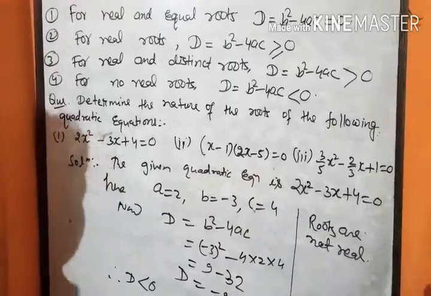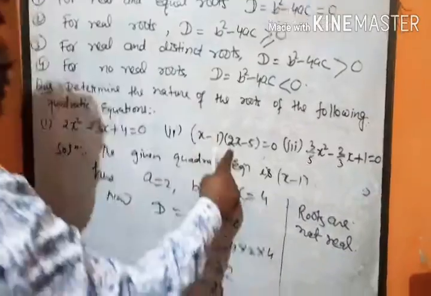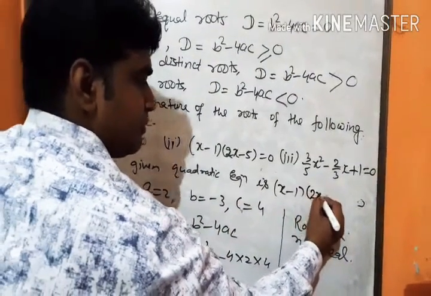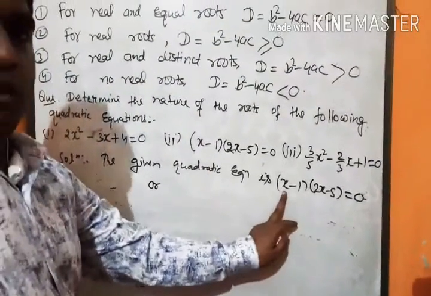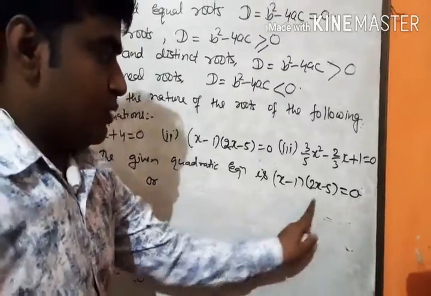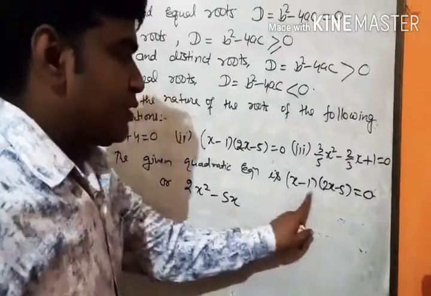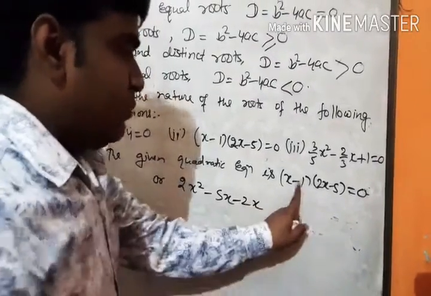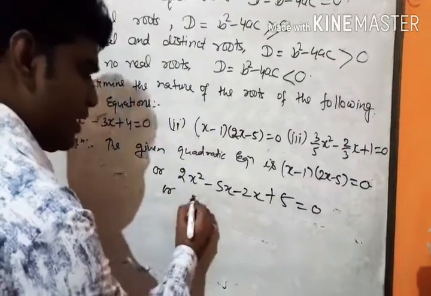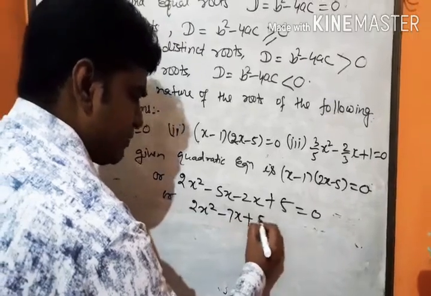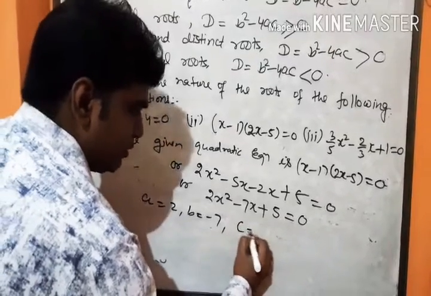Question number second. The given equation is (x minus 1)(2x minus 5) is equal to 0. Open this bracket, x into 2x gives 2x square, x into minus 5 gives minus 5x, minus 1 into 2x gives minus 2x, and minus 1 into minus 5 gives plus 5 equal to 0. So 2x square minus 7x plus 5 equal to 0. Here a is equal to 2, b equal to minus 7, and c equal to 5.